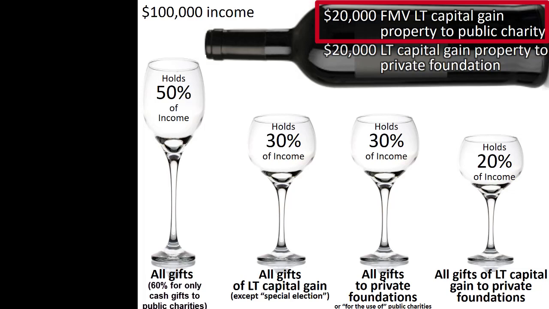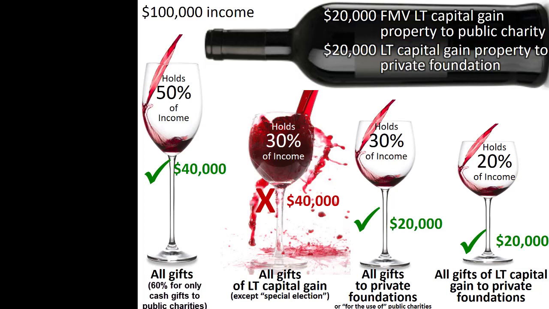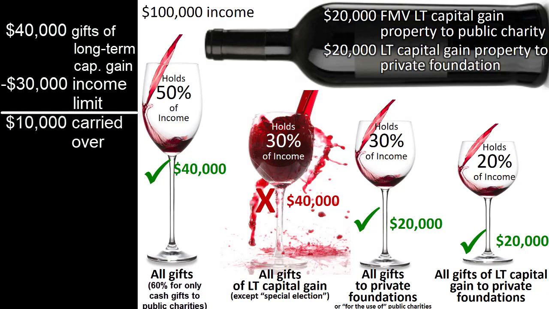In this next example, the donor has given $20,000 of fair market value long-term capital gain property gifts to public charities and $20,000 of long-term capital gain property gifts to private foundations during the year. These gifts total $40,000, which fits into the first class. However, all of these gifts are of long-term capital gain, and all $40,000 will not fit into the second class, which holds only $30,000. Thus, there will be $10,000 of carryover.